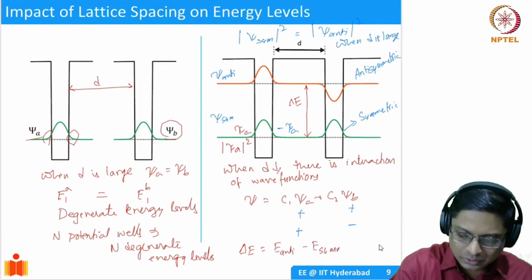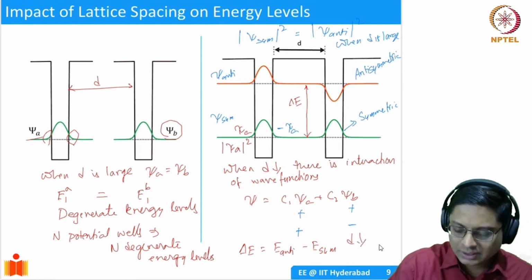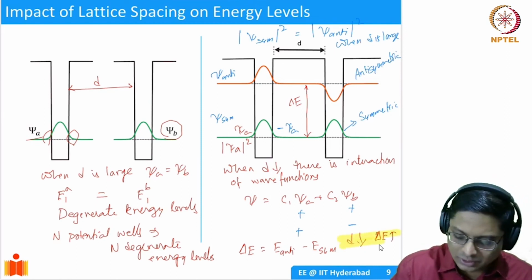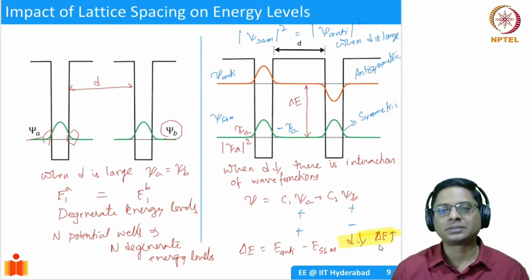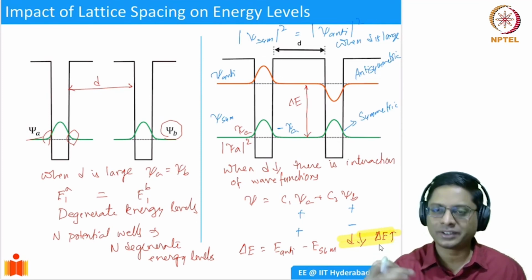So as D reduces, delta E increases. This is what physically you would expect to happen. So one level essentially has become two non-degenerate levels.